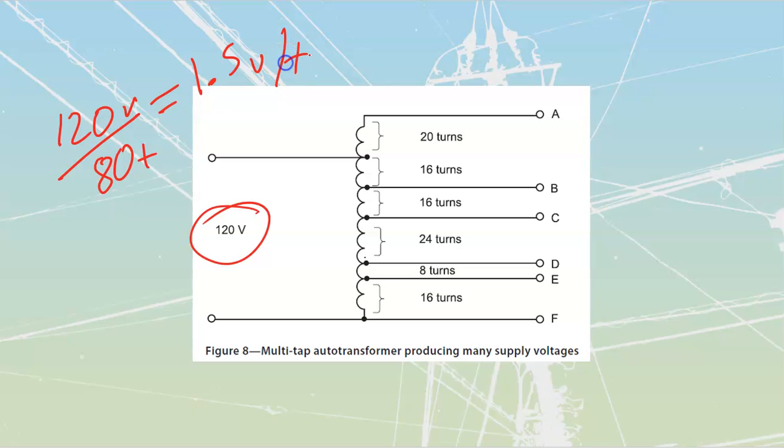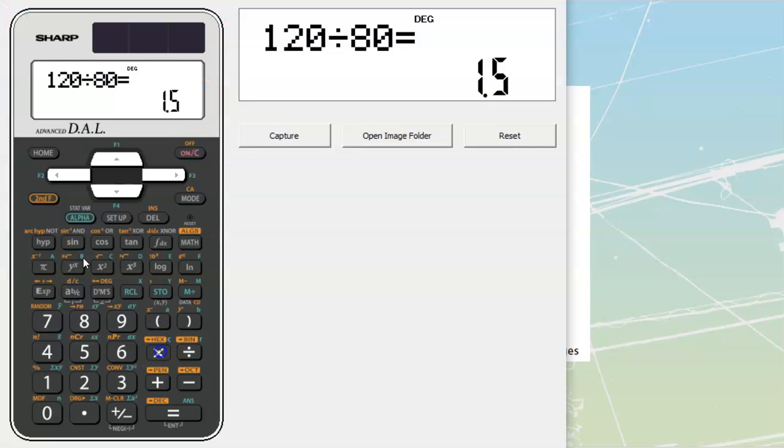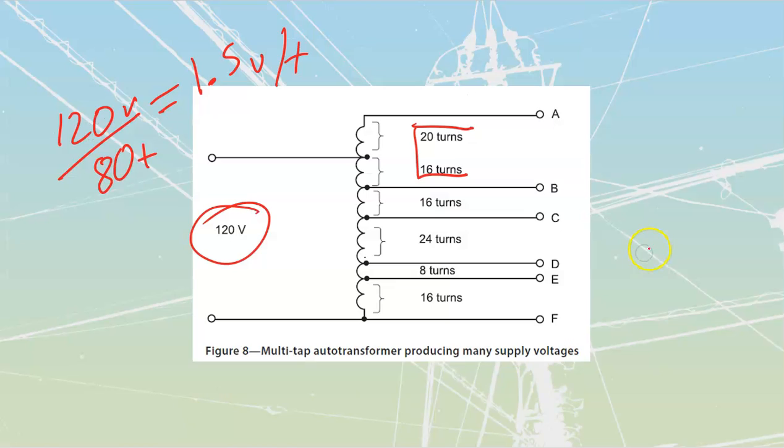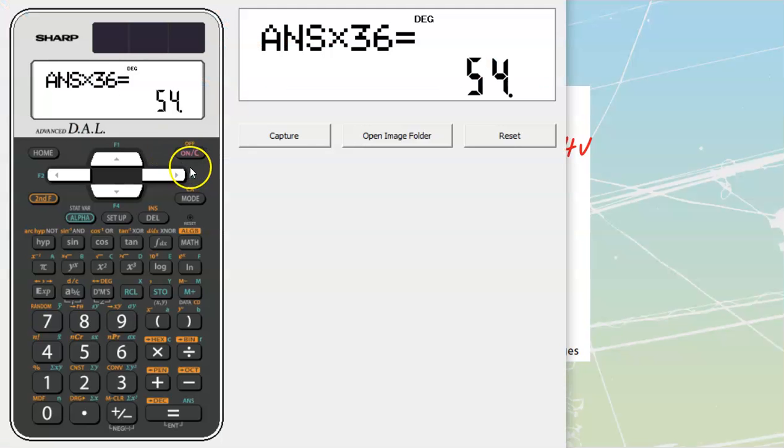volts per turn. And all that I need to do now is take that volts per turn, and I just have to multiply that across the number of turns that I'm going to have in between given spots. From here to here, we have a grand total of 36 turns, right? 20 plus 16. Multiply that by 1.5. 1.5 times 36 gets me to 54. So I've got 54 volts between those two leads. Over here, I've got 16 turns, so I'm going to take 1.5 times 16.